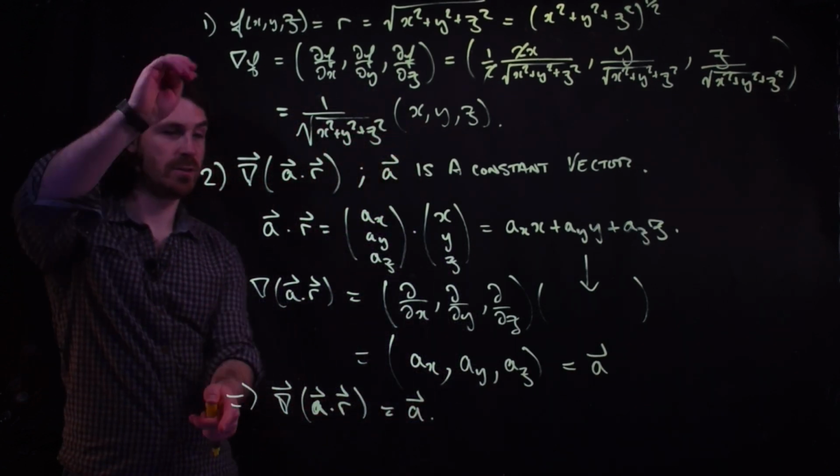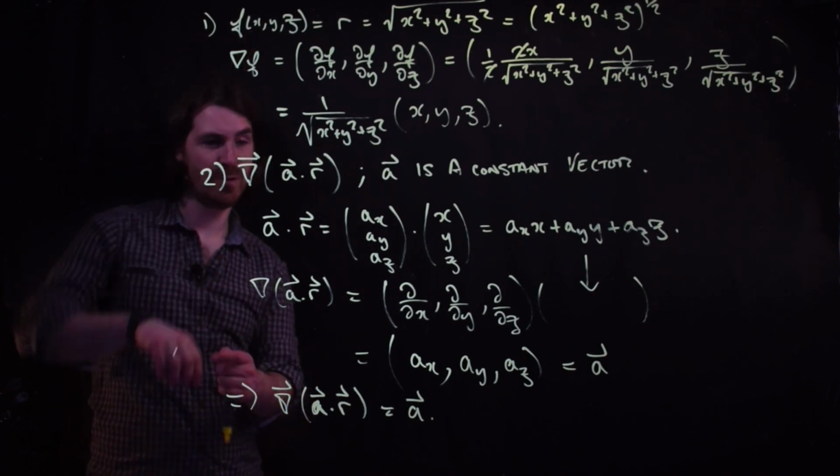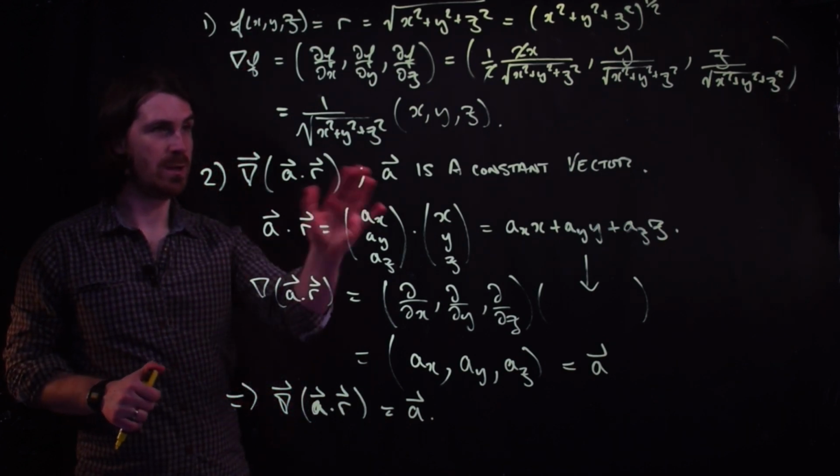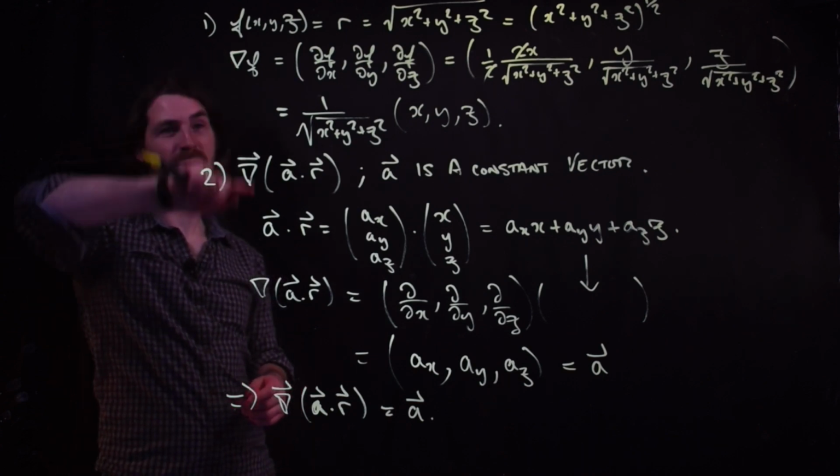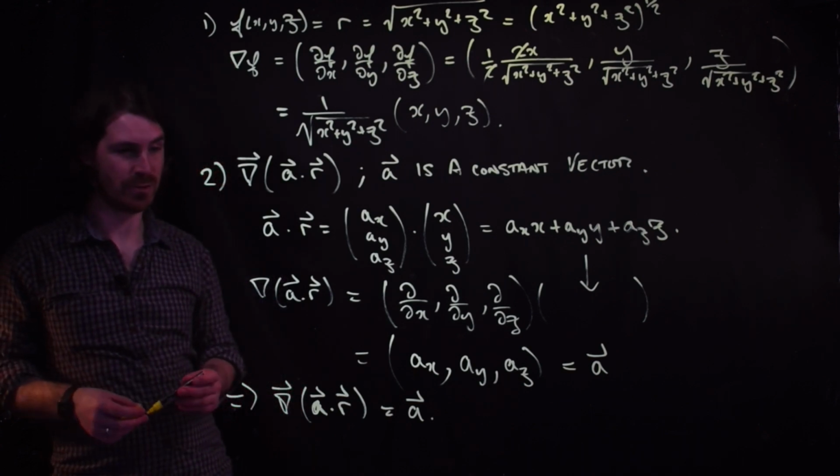So far these are examples on scalar functions. So let me clean up and we'll look at how this 3D derivative acts on vector functions.